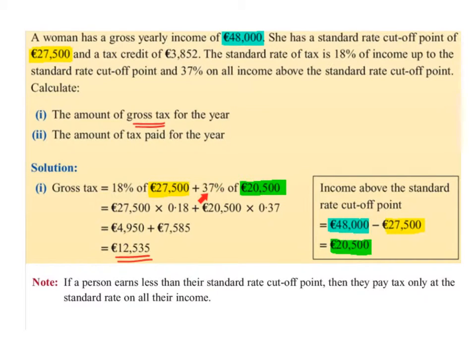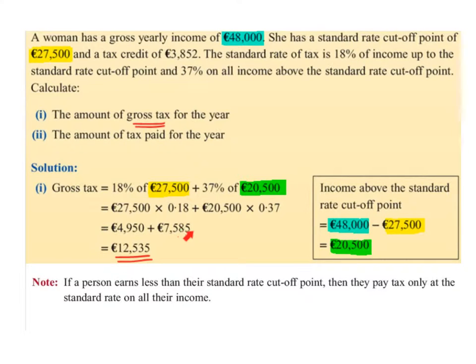So that's going to be 37% of 20,500 because she earns 48,000, and if we subtract 27,500, we are left with 20,500. So this is the income above the standard rate cutoff point. So we get 37% of this because we have to get 37% on all income above the standard rate cutoff point. So 37% of 20,500 is the same thing as 20,500 multiplied by 0.37, which is €7,585.